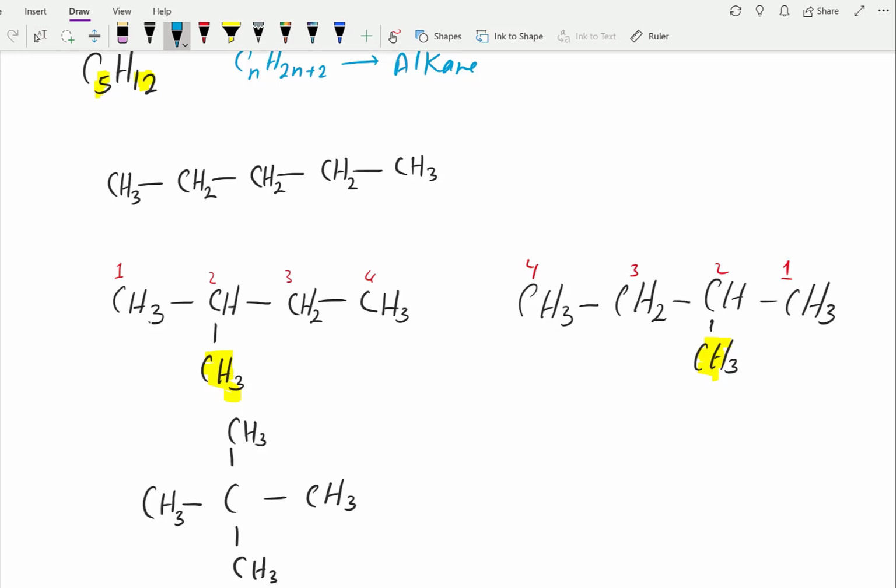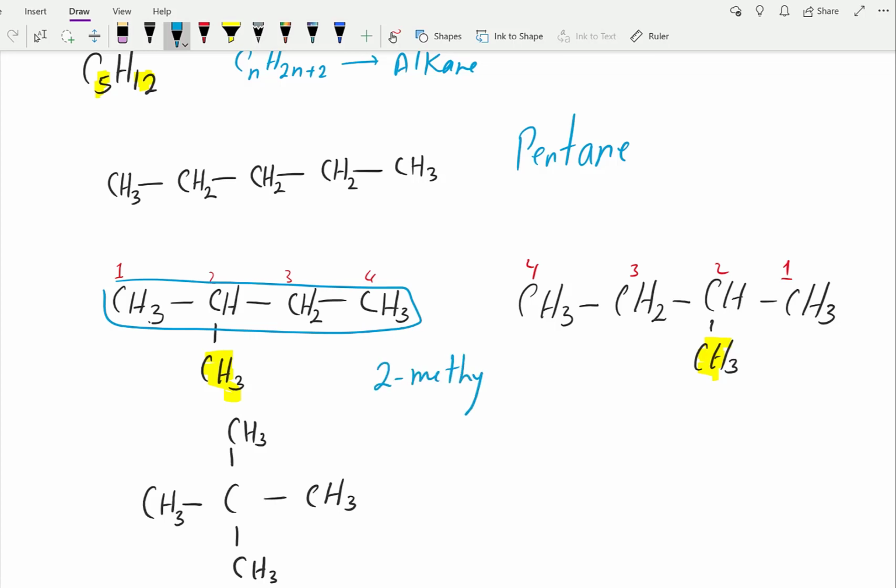Now let's name these isomers. The first one, which is a straight chain, is pentane. For the next one, which has a branch, we have to find the parent, which is the longest chain. Then we have to number that one. We have numbered it from the left side because the branch receives a smaller number. Then we name the branch. It's methyl in the second position, so we have 2-methyl. And the parent has 4 carbons, which is butane.